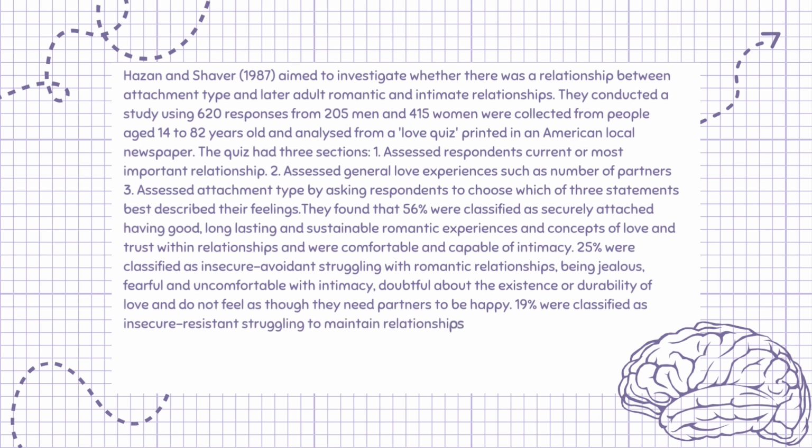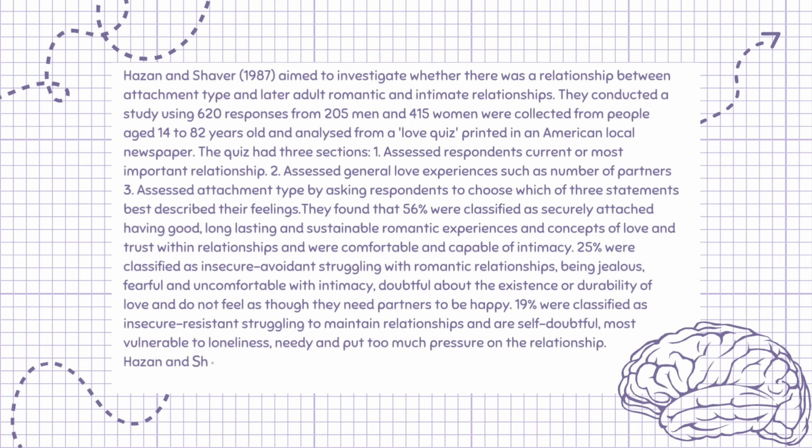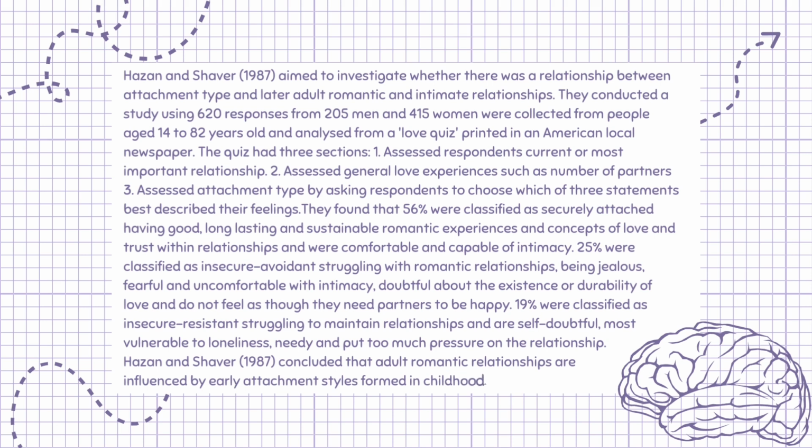19% were classified as insecure resistant, struggling to maintain relationships and being self-doubtful, most vulnerable to loneliness, needy and putting too much pressure on the relationship. They concluded that adult romantic relationships are influenced by early attachment styles formed in childhood.